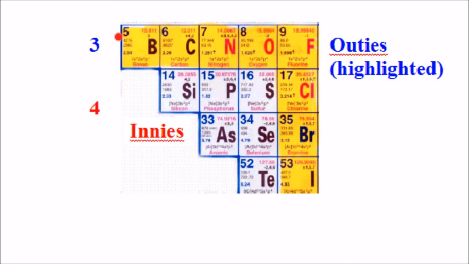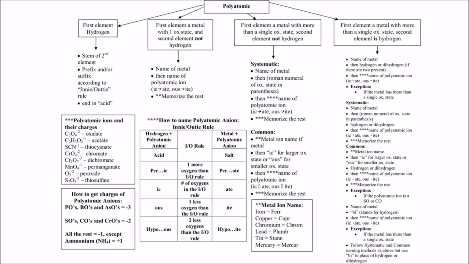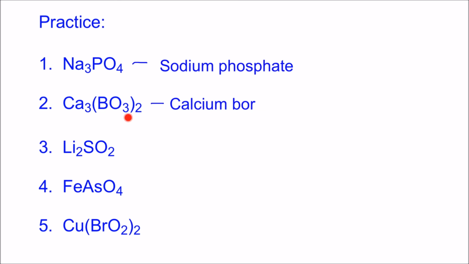Okay, boron is an outy, which means it wants 3 oxygens. If we have the number of oxygens we're supposed to from the any-outy rule, then we end with ate. Again, we do have the number of oxygens in the any-outy rule, so we'll end with ate. Alright, let's talk about where this 3 here comes from and where that 2 comes from. And I also probably should mention where that 3 comes from. You might have been wondering.